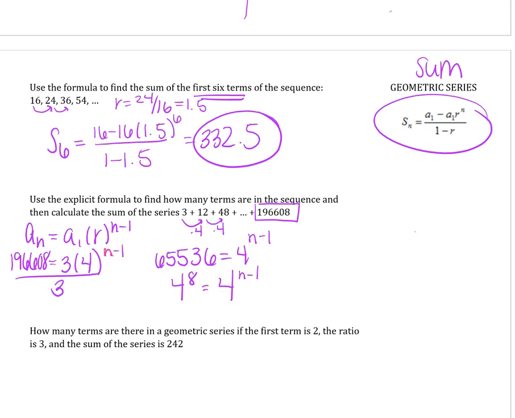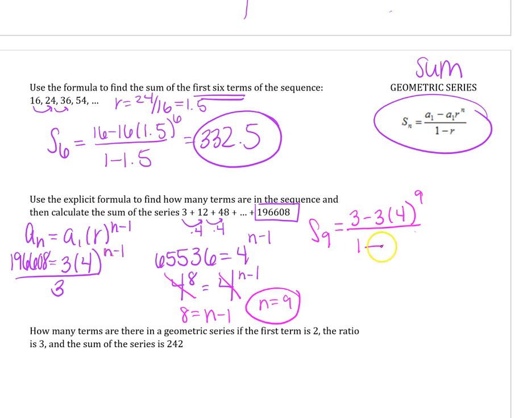Now that my bases are the same, I could ignore them. So 8 is equal to n minus 1, or n equals 9. So there are 9 terms in this geometric sequence. I want to find the sum of those 9. So at this point, you're now just plugging in the first term minus the first term times the common ratio raised to the 9, all over 1 minus the common ratio of 4. And just like the one before it, just evaluate that in your calculator.